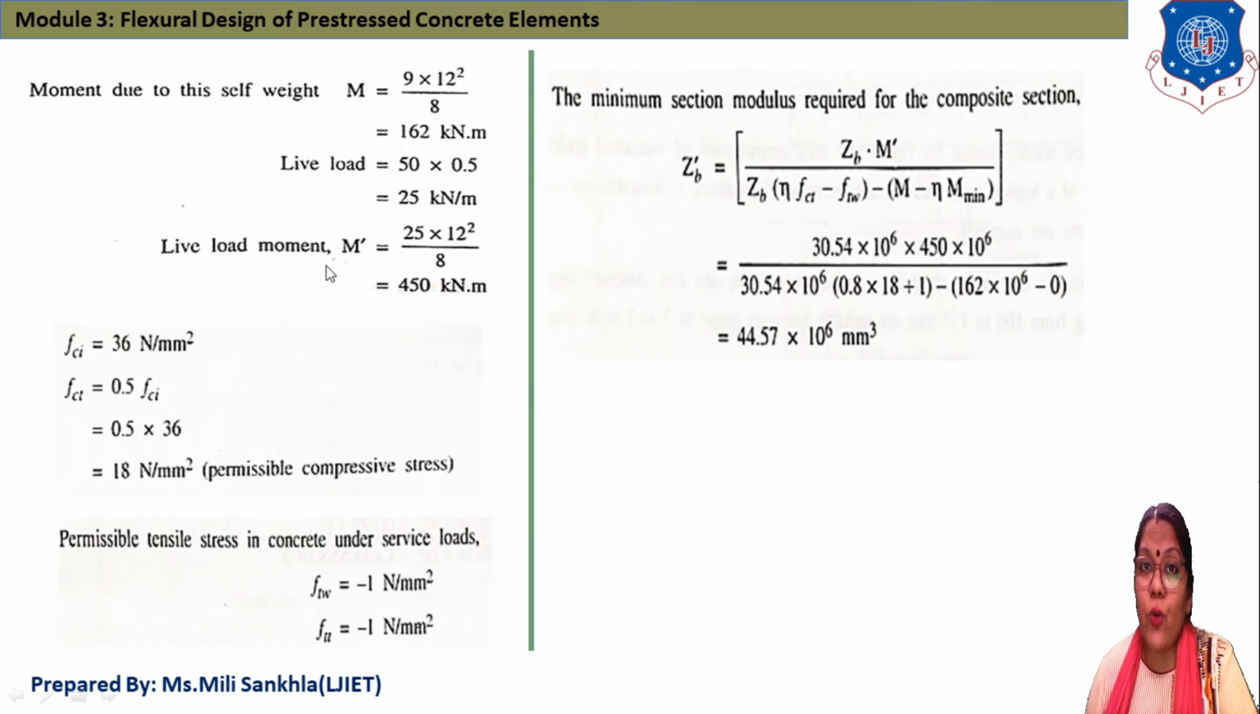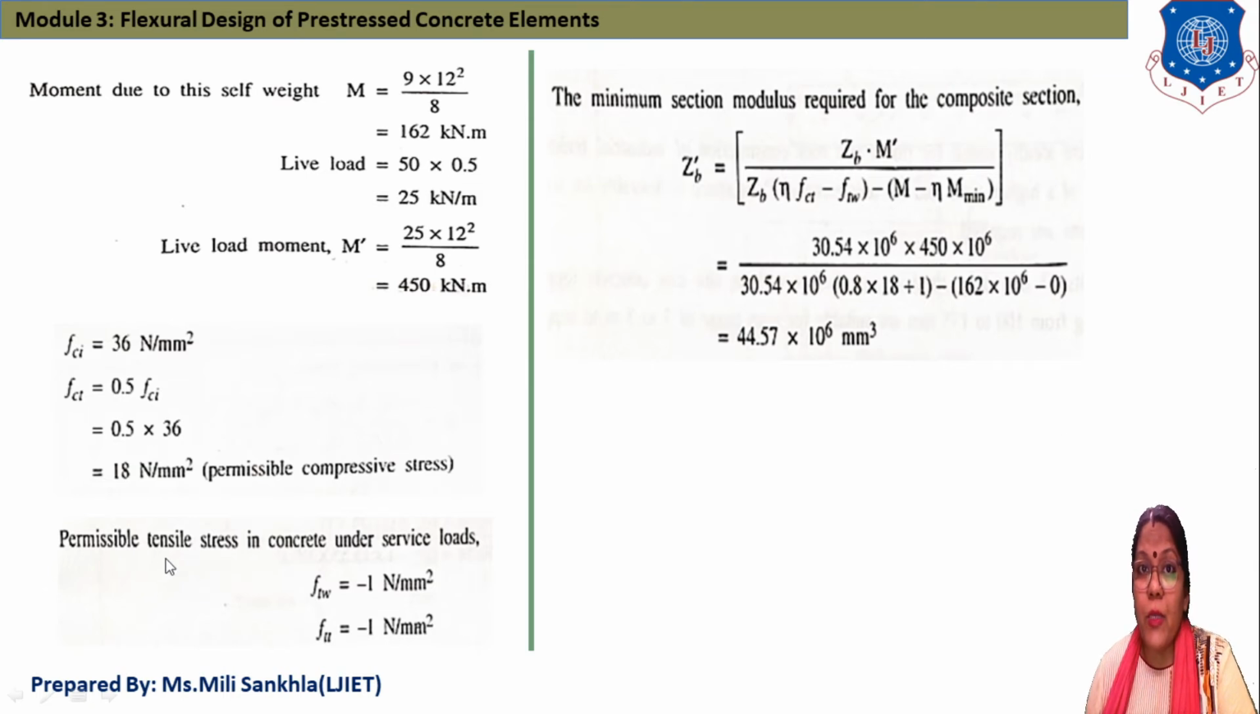And again we find out the moment due to live load, that is M dash, that we use in the equation. M dash is equal to the moment due to live load, or we can say imposed load, WL square by 8. W is 25. Okay, that is 450 kilonewton into meter. Now FCI is given in data, that is 36. FCT already we know that is 0.5 FCI. Okay, 0.5 into 36, answer is 18 Newton per mm square, and this is the permissible compressive stress.